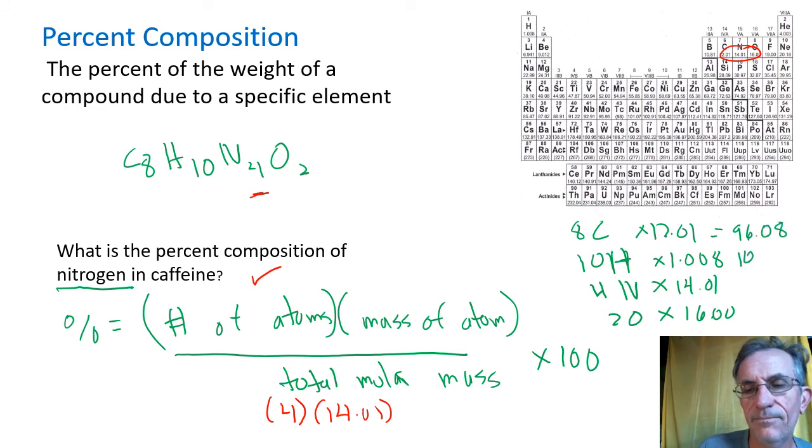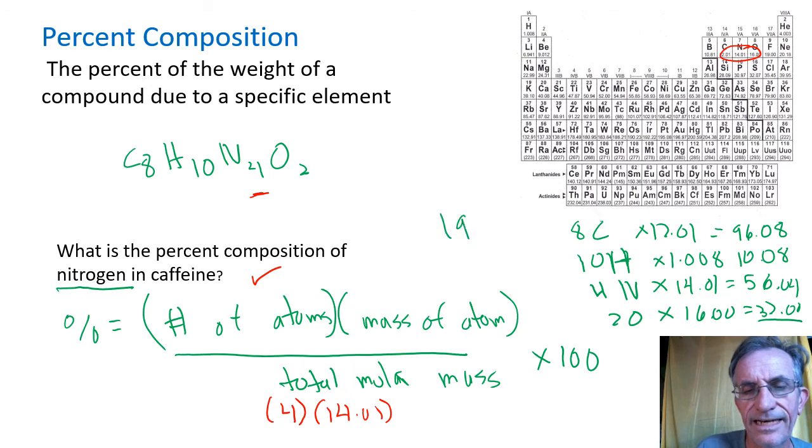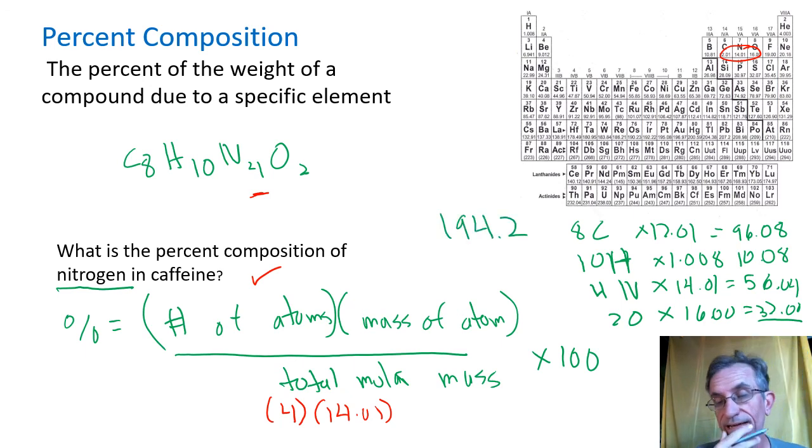And then 10.08 for the hydrogens. And then for nitrogen, 4 times 14 is 56.04. And then 32 for the oxygens. If you put it all together, the grand total should add up to 194. Did you get 194? I hope you got 194.2. So that's the number that goes on the bottom.